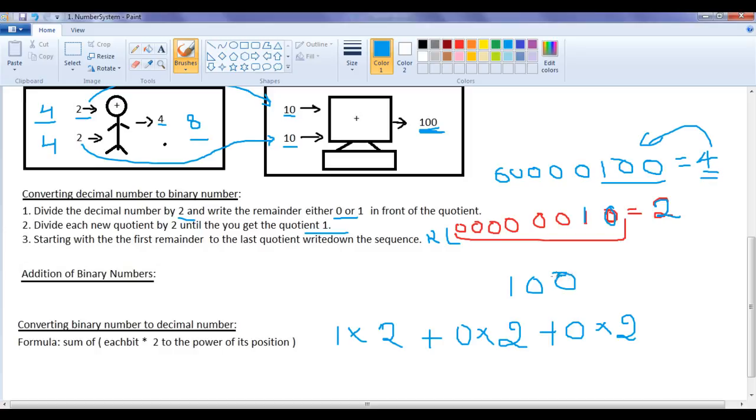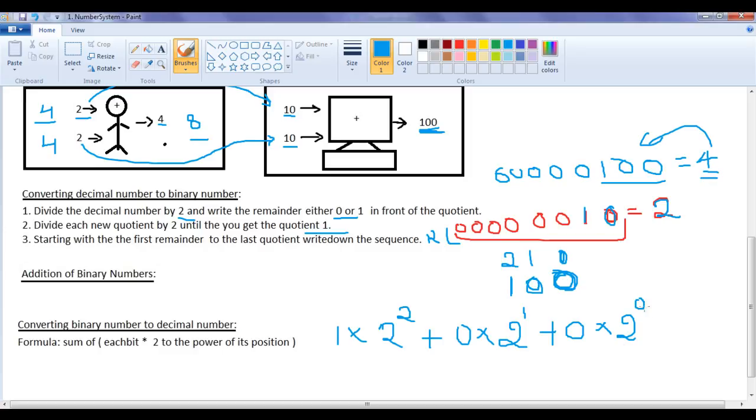So you should start the digit counting from 0. You can think like this: this 0 is at the 0th position, this 0 is at the 1st position, this 1 is at the 2nd position. So here I am going to write 2 raised to the power of 0, 2 raised to the power of 1, 2 raised to the power of 2. Then we are going to calculate.